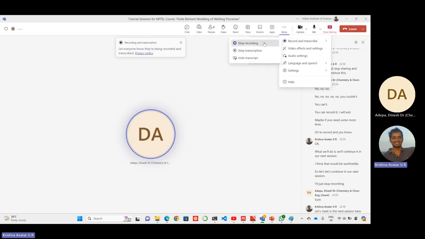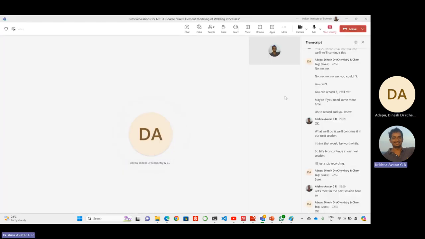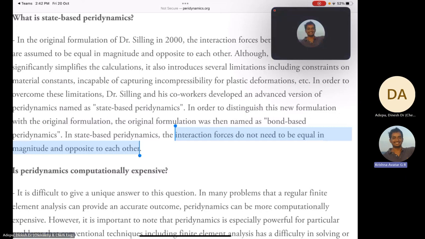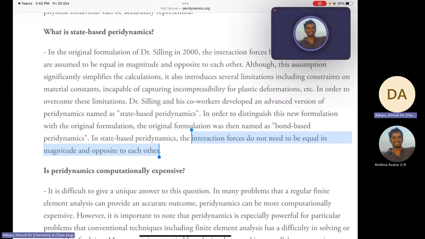Forces need not be equal and opposite. You understand? So this is more general, right? Bond based will be a special case of state based, because in state based we don't have equal and opposite, but in bond based we have equal and opposite.